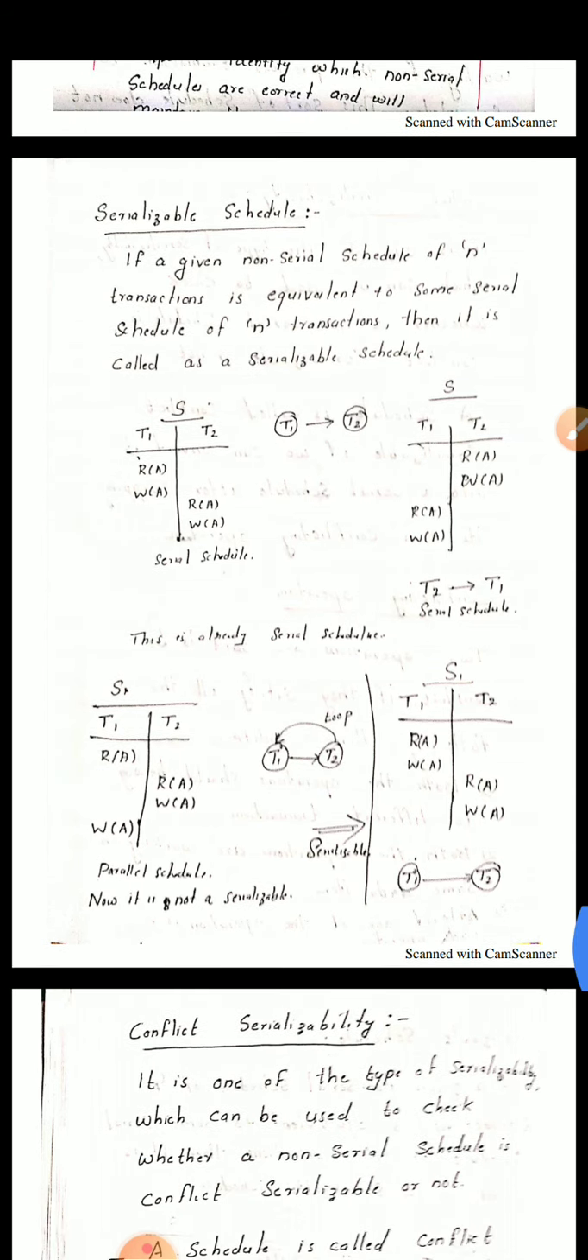For example, here we have T1 followed by T2. So this is a schedule. In T1 the read and write operations are performed. After that, T2 also performs its read and write. This is a serial schedule, so it doesn't need any serializability check.